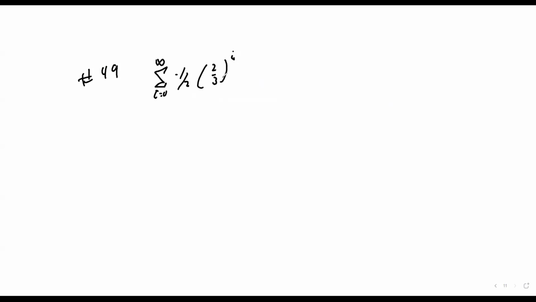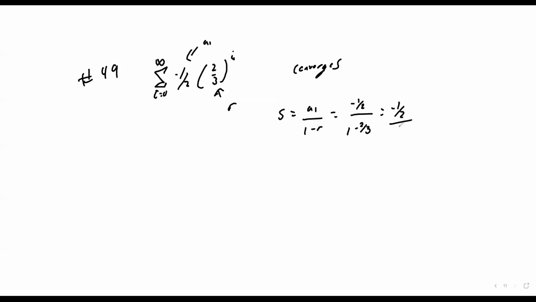All right, so in this case, I see that my ratio is less than 1. So this definitely converges. And to figure out what it converges to, I just simply need to do a sub 1 over 1 minus r. This is going to be your a sub 1. This right here would be your r. So in this case, I'm going to do negative 1/2 over 1 minus 2/3. You can type it in the calculator if you would like, but this is just going to be negative 1/2 times 3 over 1, which gives us negative 3/2.